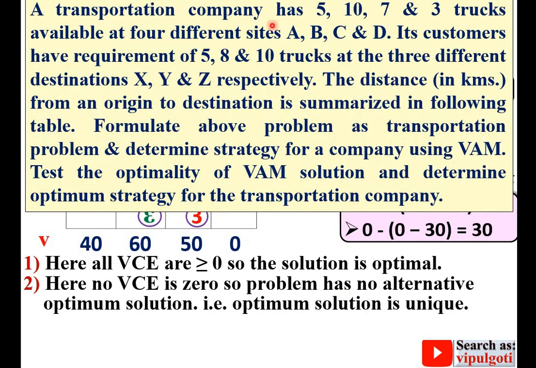So look at the description. Formulate the above problem as a transportation problem. So already we have discussed it with the demand and supply. So that is the formulation. And determine the strategy for a company using VAM. So already we have applied the VAM to find the IBFS. Then we have checked the VAM solution by the optimality test also and determined the optimum strategy.